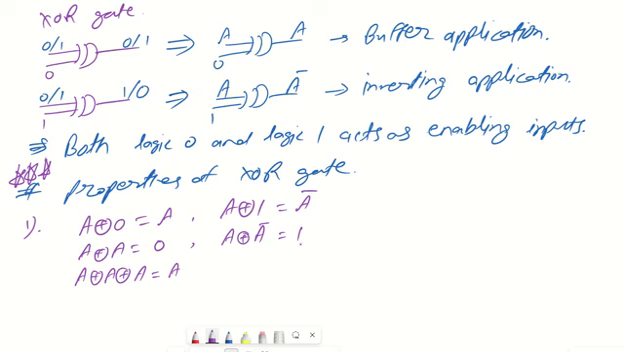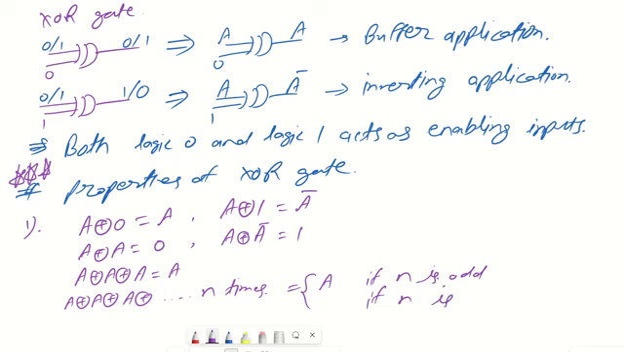So what does it mean? It means I can write A XOR A XOR A XOR like n times. So what will happen is, it will give me A if n is odd. Whether it is 0, then it will give me 0, and 1 will give me 1. That is if n is odd. If n is even, then what will happen? The number of ones will always be even. In that case, it will be 0. Got it?